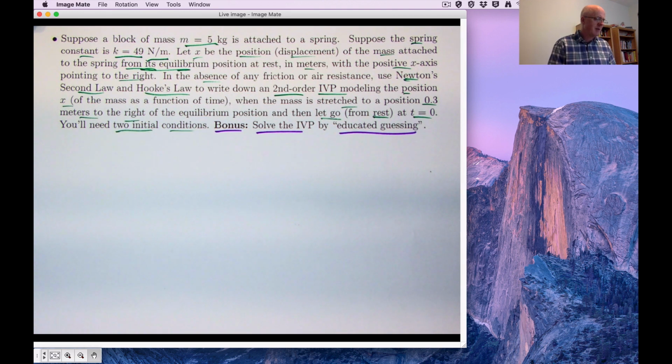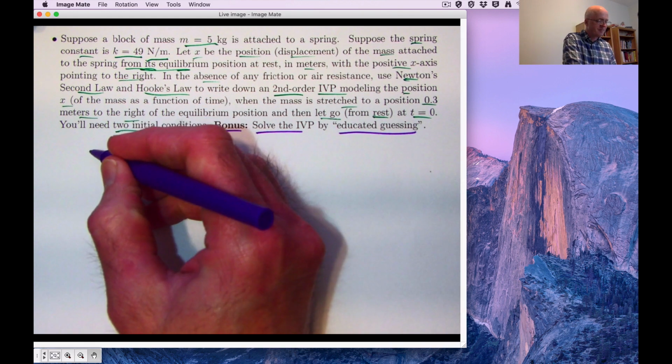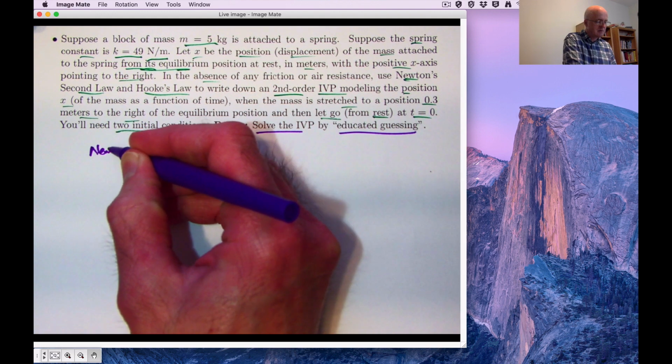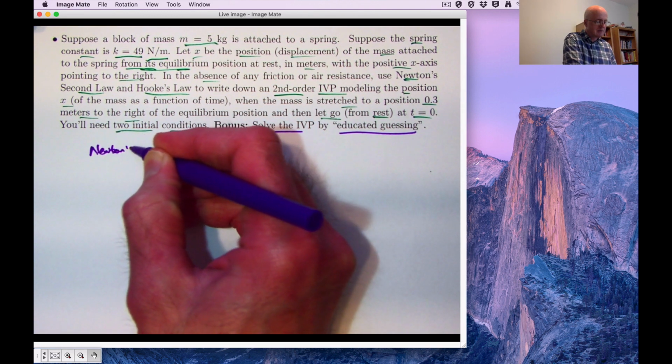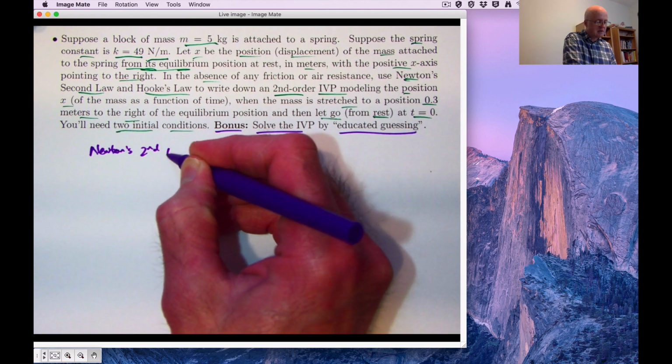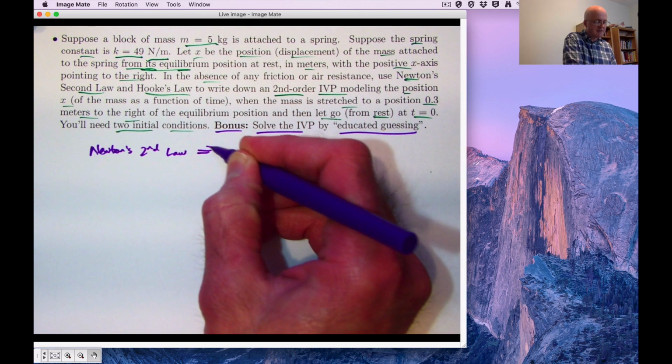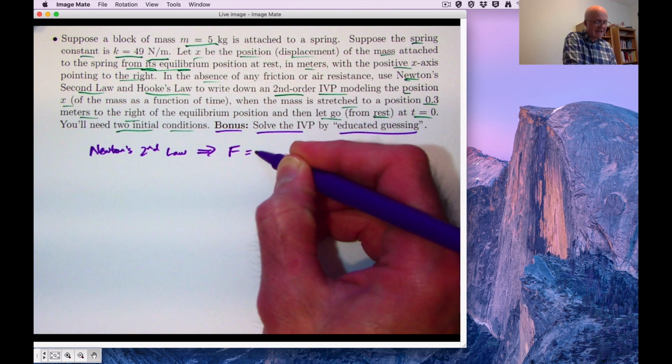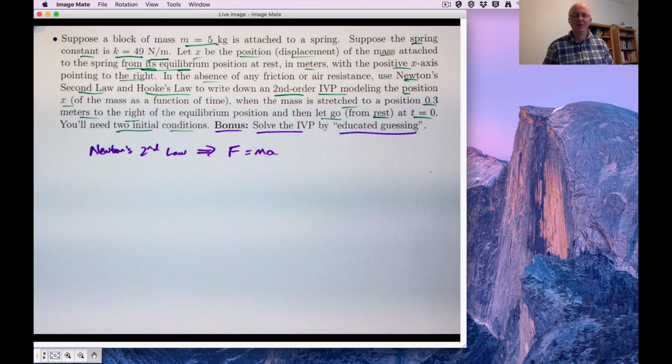All right, so a lot of people look at this and they're just like, what in the world am I supposed to do? You need to write down equations that must be satisfied. That's what you need to do. What does Newton's second law say? Newton's second law is typically written F equals ma, right? There's the standard way to write it. Force equals mass times acceleration.